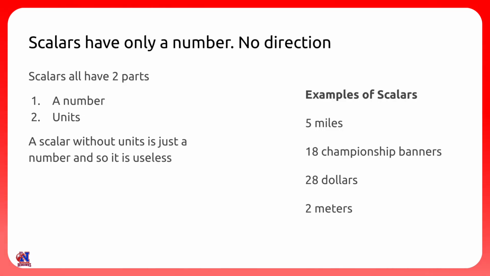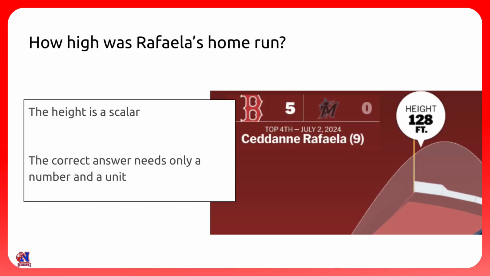Scalars have no direction again. Remember, they have a number and units, not a direction. So 5 miles, 18 championship banners, that's a scalar. $28 is a scalar. 2 meters is a scalar. Anything that doesn't have direction.